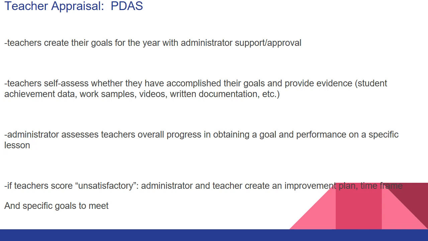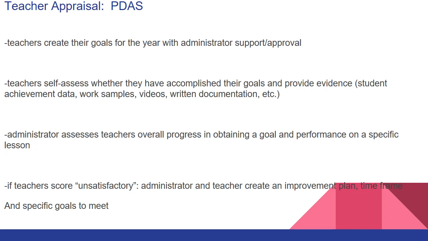Furthermore, the principal or some kind of administrator, sometimes the assistant principal, will observe the teacher performing one specific lesson and provide that teacher feedback on that lesson. And so that lesson and maybe other walkthroughs or small short observations of teacher lessons will be used by the administrator as another form of evidence to determine whether the teacher was successful in meeting their goals.